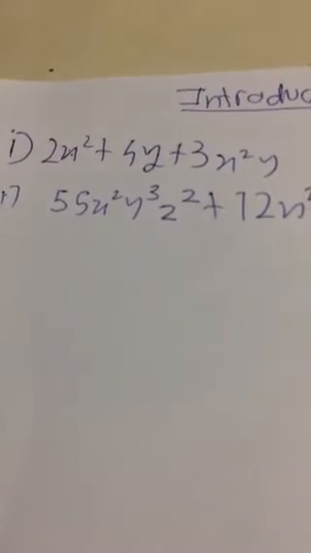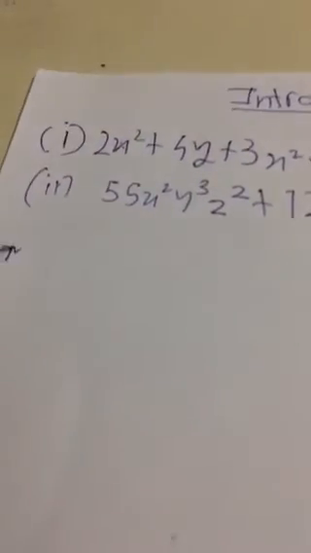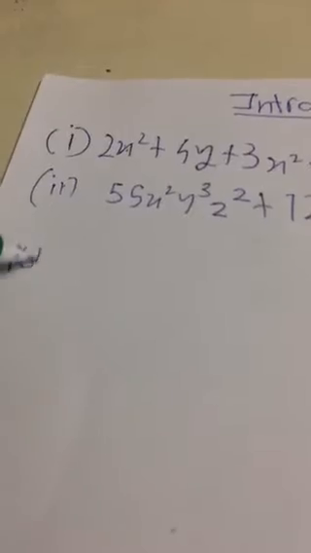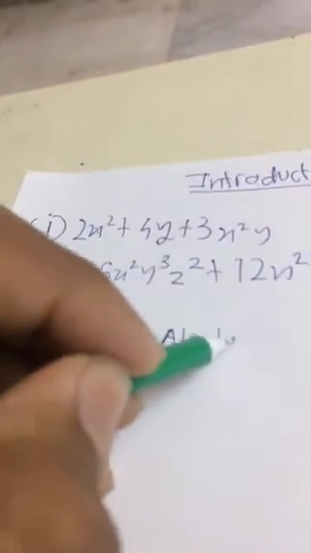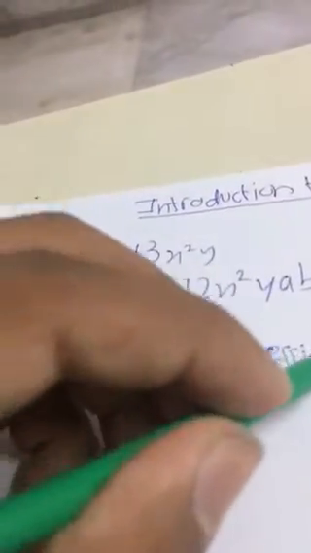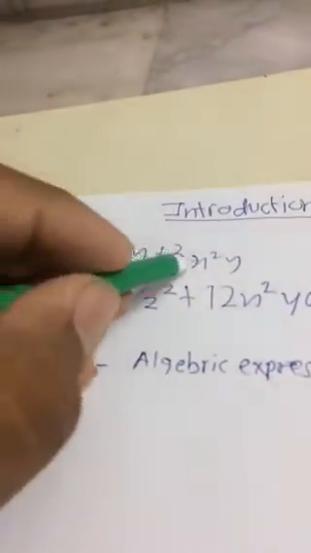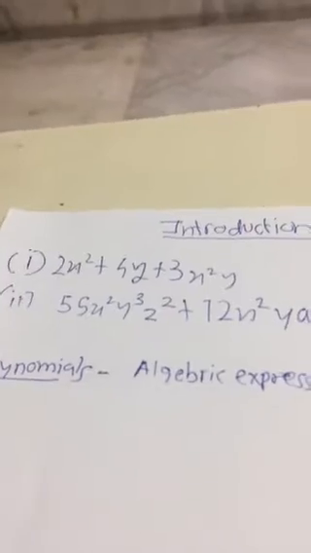Now let us come to the terms. What are monomial, binomial, trinomial, polynomials, and what is the degree of a polynomial. Let us first define a polynomial. Polynomials are nothing but algebraic expressions. So 2x square plus 4y plus 3x square y, and 55x square y cube z square plus 12x square y ab, these are known as polynomials.